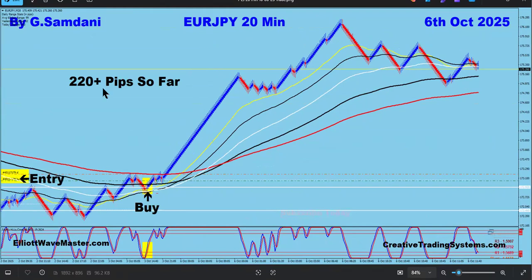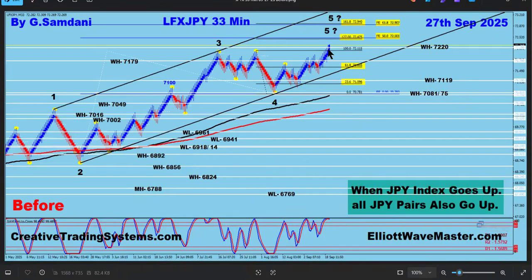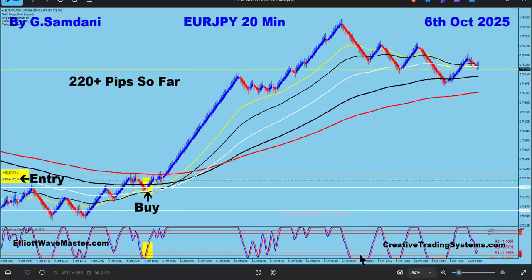And this one, euro yen, 220 pip. The entry is right there, and this is on the 6th as well, on Monday. And I made the yen index chart. Remember that, it will go up and all yen pairs will go up. And that's exactly what was happening in the beginning of the week.